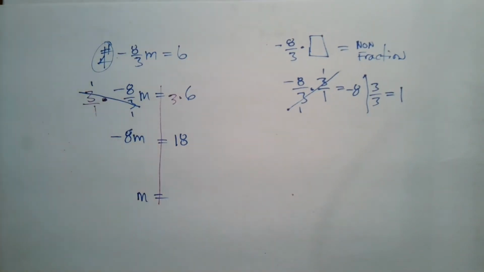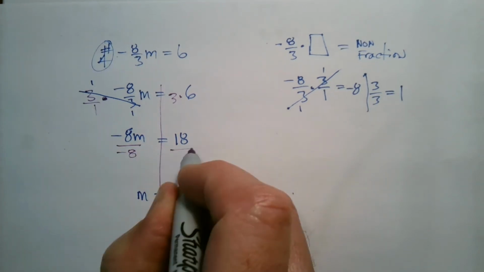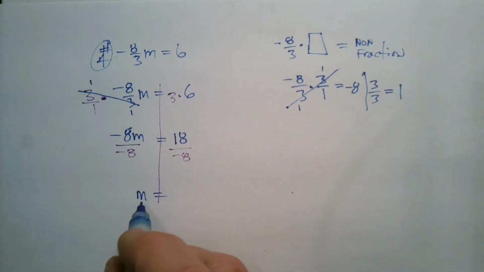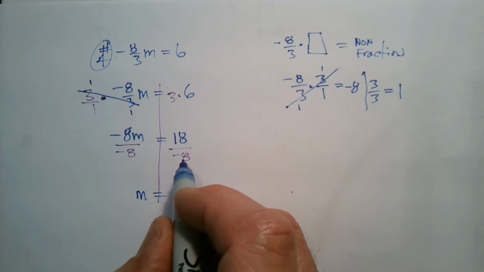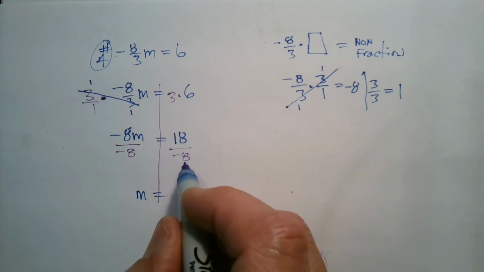So I can continue on and remember the steps of solving equations. To get that m completely alone, I'm going to divide both sides by the coefficient. That causes this to now be m. Negative 8 over negative 8 is 1m. And then 18 divided by negative 8. Well, 18 doesn't divide evenly, so I'm going to do a few things.